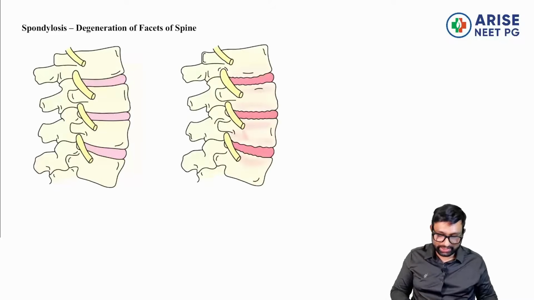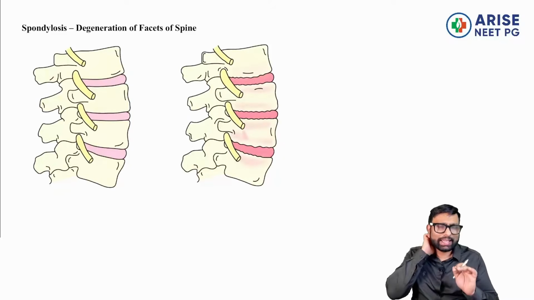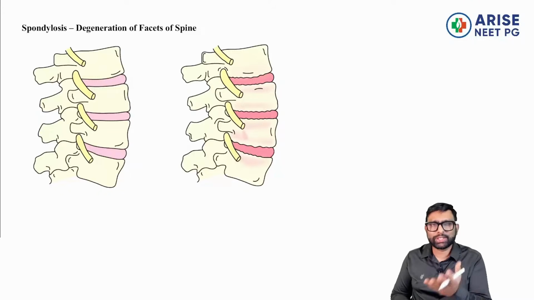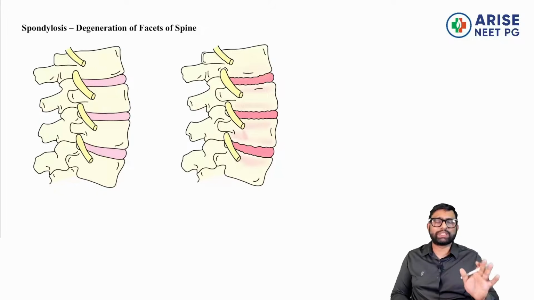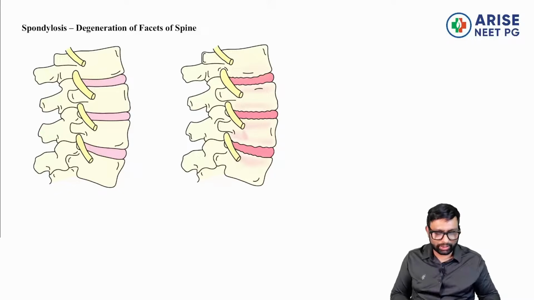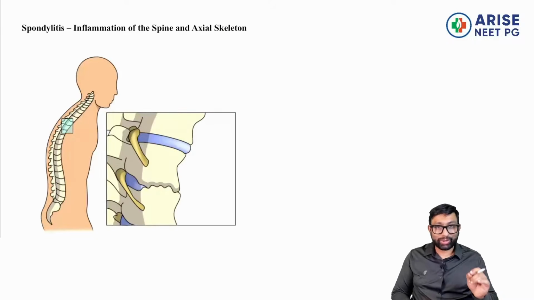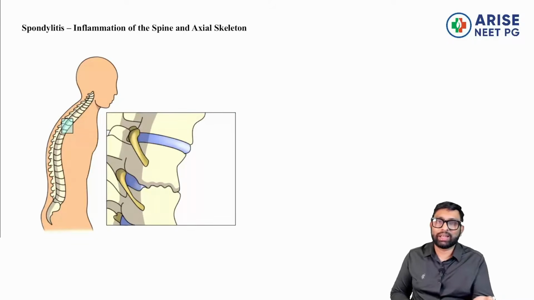So let's try to understand each of them. Spondylosis is nothing but osteoarthritis of the spine. Just as you have osteoarthritis of the knee, if it happens in the spine, that is called spondylosis, degeneration of the facets of the spine. That's all you have to remember. Spondylitis is ankylosing spondylitis, inflammation of the spine. Ankylosing spondylitis is inflammation of the spine. So that is what spondylitis is.